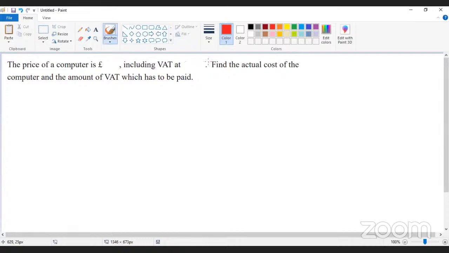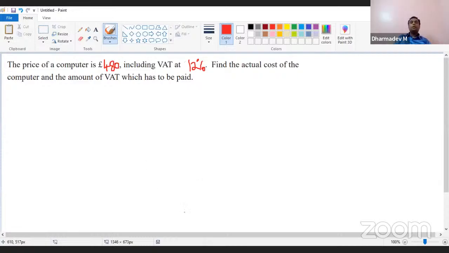Okay, fine. So the VAT is 12%. That means value added tax is 12%. The price of a computer is 480 euros, including VAT at 12%. That means this 480 euros is equal to how many percentage?